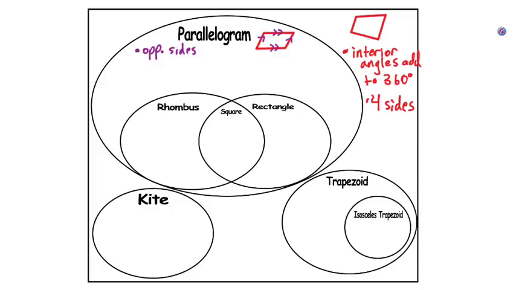And I'm going to start using some shorthand here, so I'm going to use the congruency symbol. So my opposite sides are going to be congruent. My opposite angles are going to be congruent. My opposite sides are parallel. And again, I'm going to use some shorthand. Remember, this is our symbol for parallel.